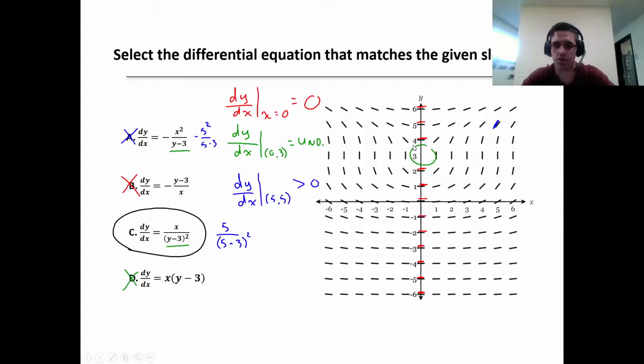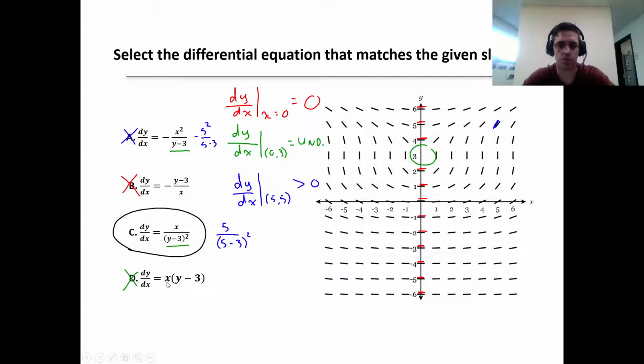I also noticed there's no slope at the point (0, 3). So at (0, 3), there's just this open space, which means that the point (0, 3) on our differential equation would be undefined. So which equation, if I plug in 0 for x and 3 for y, would we get an undefined result? That's here in green right here. We've already crossed off B, so we don't have to worry about that. If x is 0 and y is 3, we get 0 over 0, and that's undefined, so that would work.